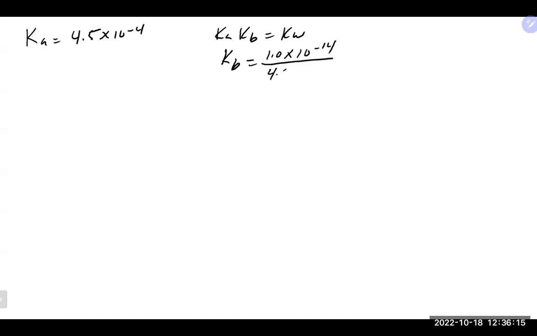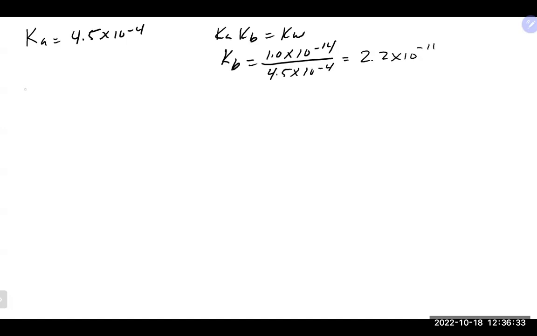So our Ka value here was 4.5 times 10 to the minus 4. Ka times Kb equals Kw. That means that the Kb here would be 1 times 10 to the minus 14 divided by 4.5 times 10 to the minus 4. And that's going to get us 2.2 times 10 to the minus 11.